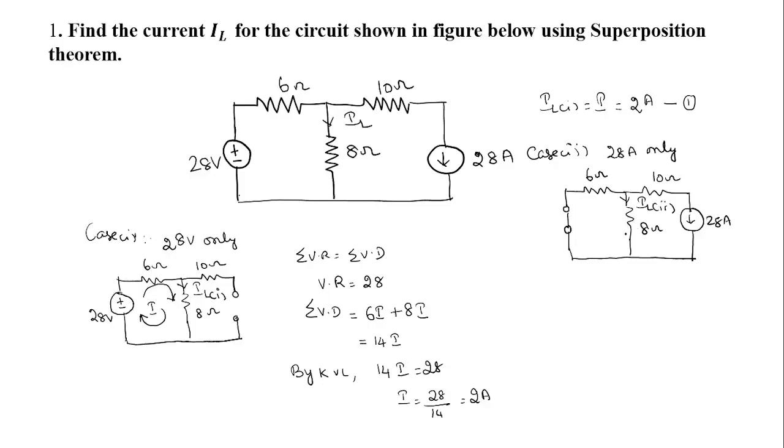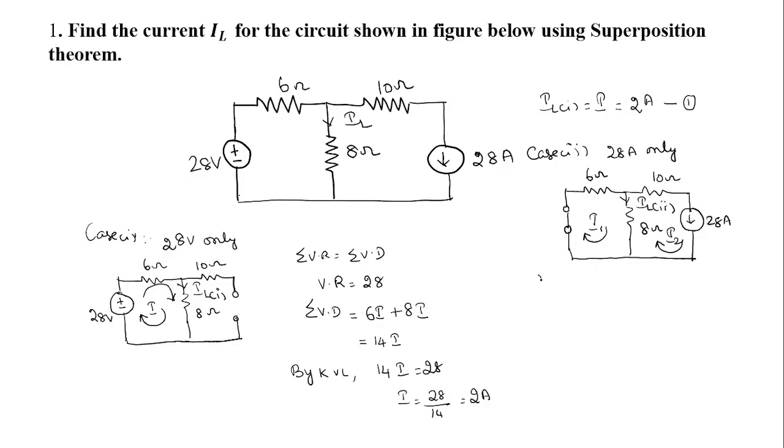So now we have two loops. Here since it is short circuited, it is a closed loop. And here also we have another loop. So we have two loops in this case. So we'll have to assume two currents, I1 and I2, flowing in the clockwise direction. Always assume the currents in clockwise direction using mesh analysis. So this is mesh analysis.